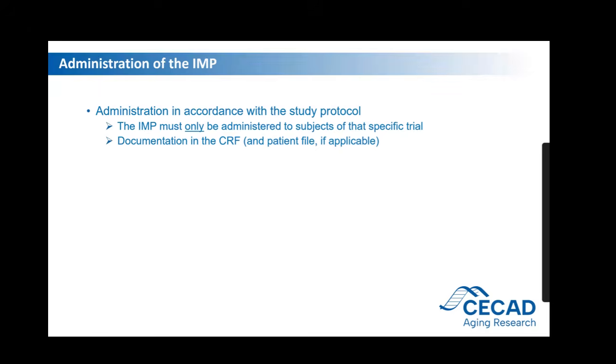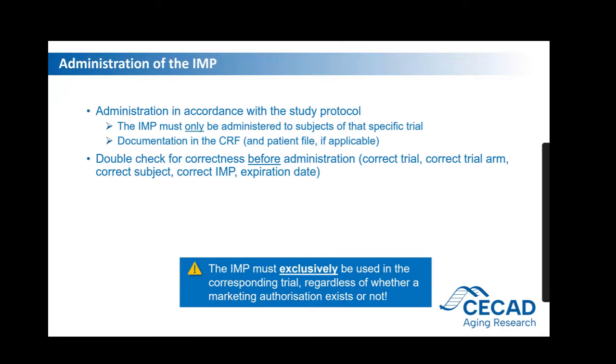So it is of utmost importance that you make sure that the IMP is only administered to subjects of that specific trial and not to any other subject. And it needs to be documented in the CRF. Furthermore, you have to double check for correctness before administration. So you need to make sure that when you administer the IMP, it is the correct trial arm, correct subject, correct IMP, and it's not expired.